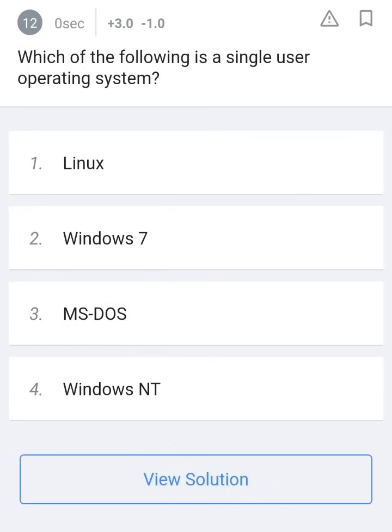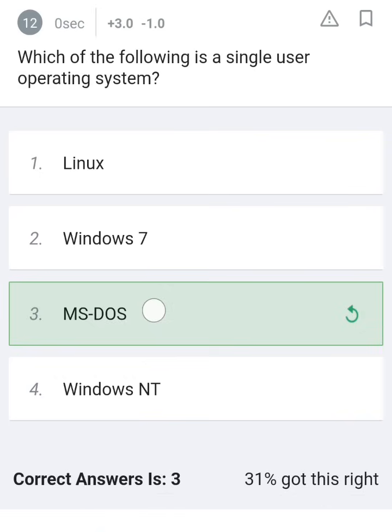Next, which of the following is a single user operating system? Single user means only one person can work at a time. Linux is multiple, Windows 7 is multiple, and Windows NT is multiple, but MS DOS, the Microsoft desktop operating system, is single user.